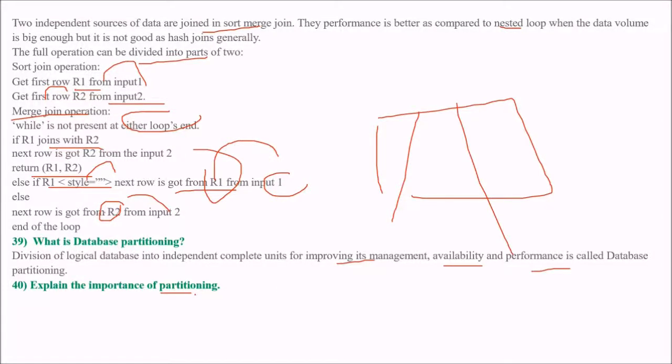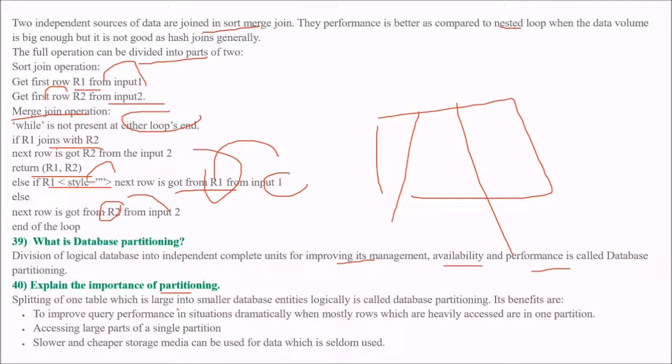Explain the importance of partitioning. It is the splitting of one larger table into smaller table entities, logically. This is called database partitioning, and we have just seen it. The benefits are to improve query performance dramatically in situations where most of the heavily accessed rows are in one partition only.